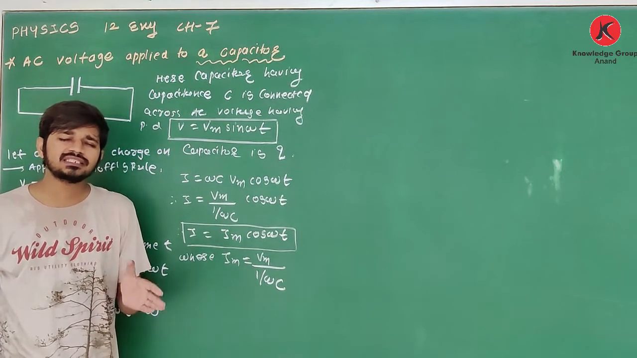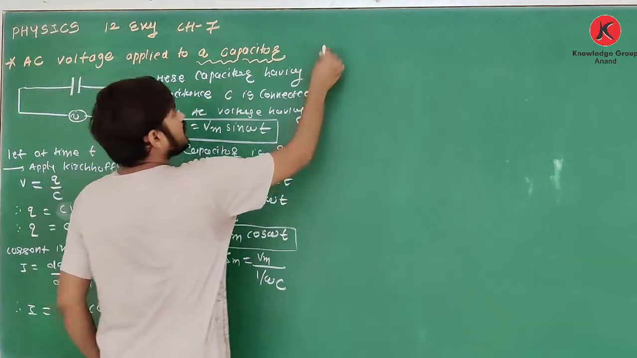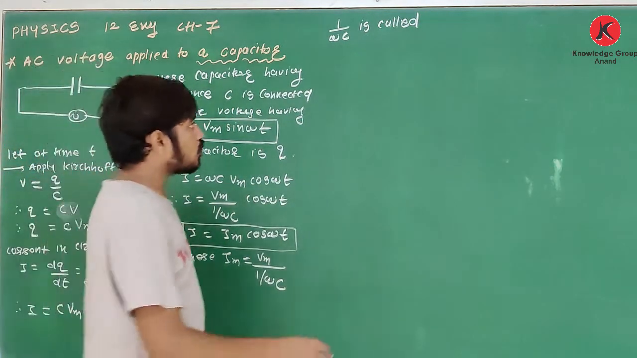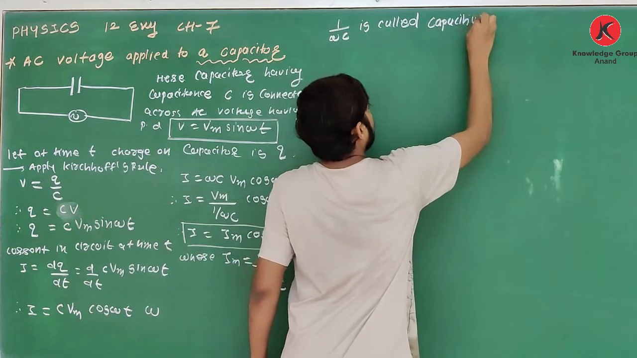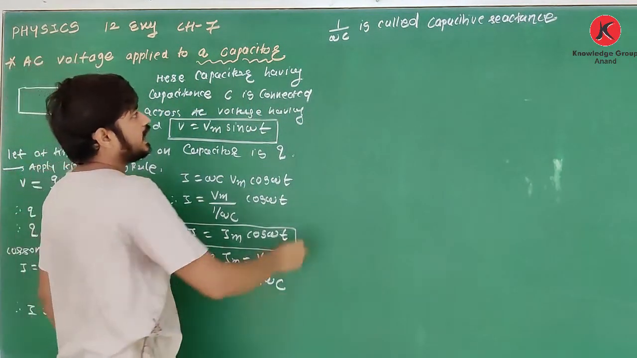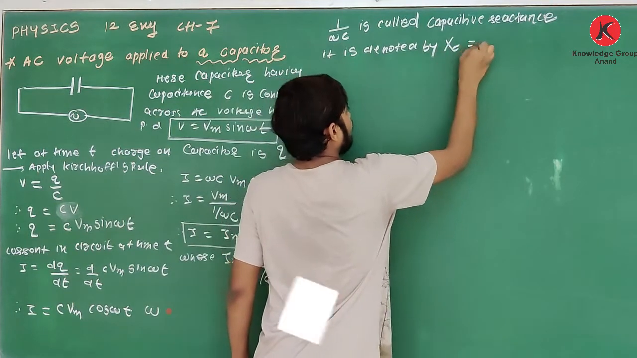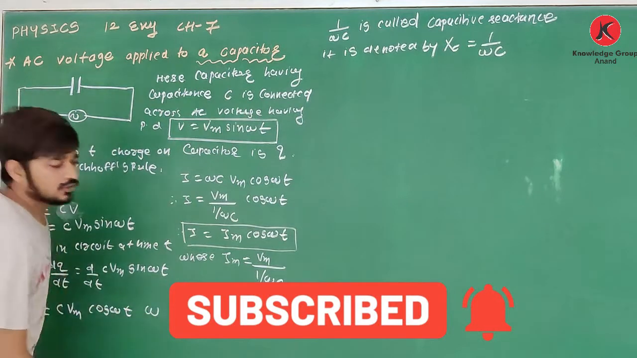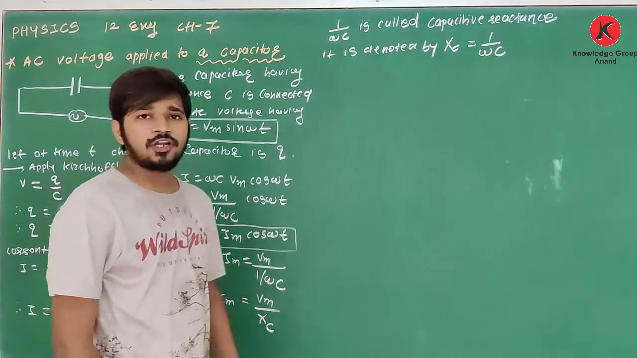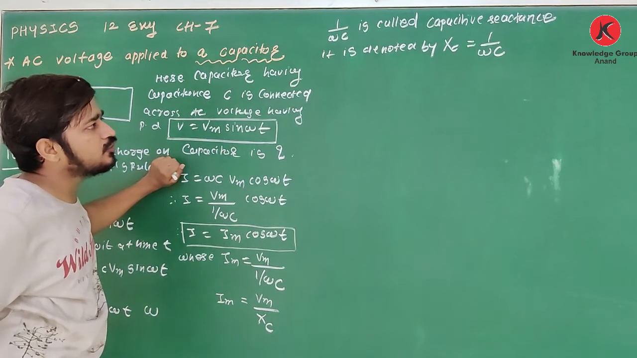Now remember, if you compare this theory with the second theory, then you can easily write: here 1 upon omega C is called capacitive reactance, and it is denoted by Xc. Xc is equal to 1 upon omega C. So I can also write this equation as Im is equal to Vm upon Xc. Clear? Any doubt? Okay, so 1 upon omega C is called capacitive reactance. It is denoted by Xc is equal to 1 upon omega C.